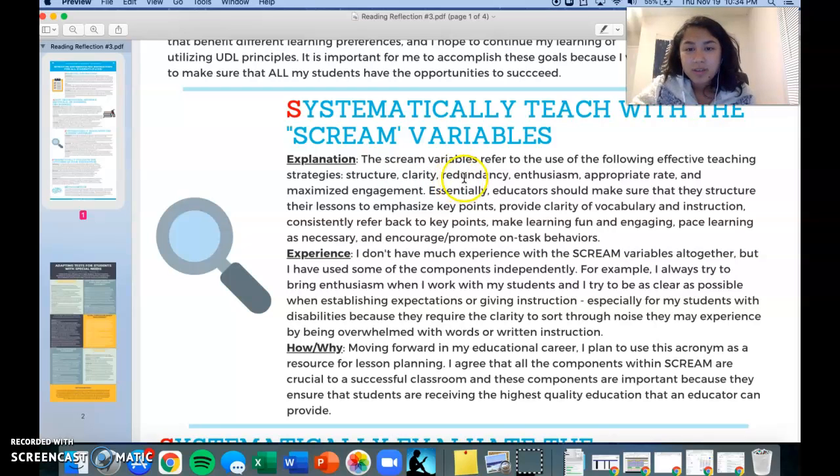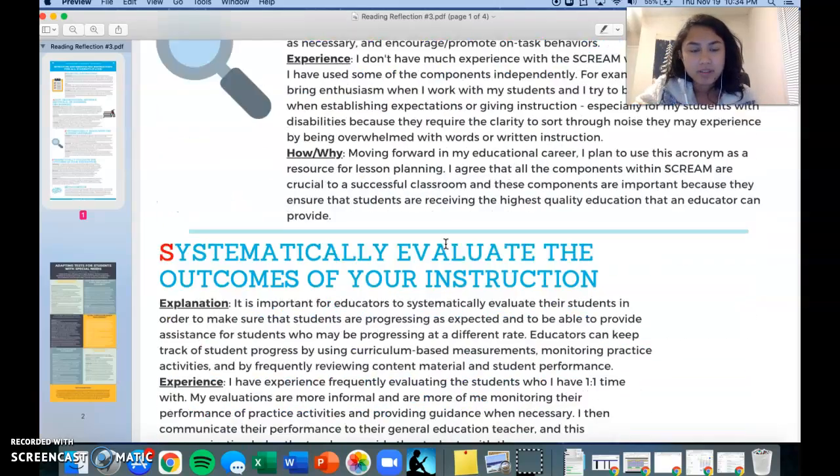Redundancy in this situation is beneficial because students will get that repetition of information. You should always be enthusiastic. Learning should never be boring. You should go at an appropriate rate with your lesson plan. You can speed up if your students are okay, slow down if they need more instruction. And to maximize engagement, your students should always be active participants in their learning.